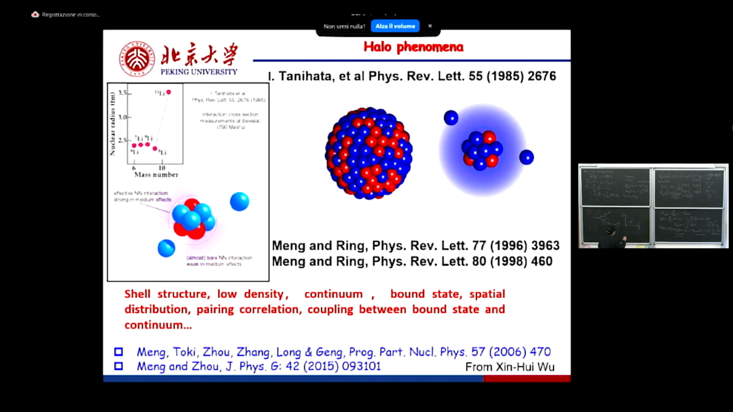And then lithium-10 doesn't exist. This is lithium-9, this is 10 here, and 9, 8, 7, 6. This more or less follows this trend of A to the 1/3. But if you go to lithium-11, immediately you will see a big change.